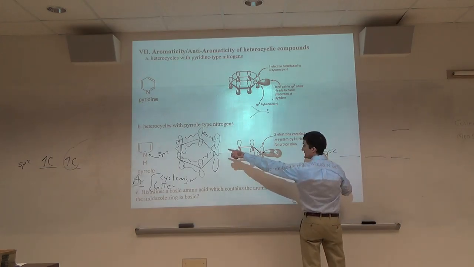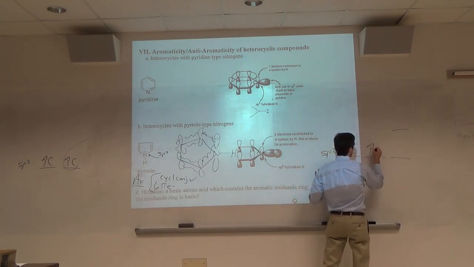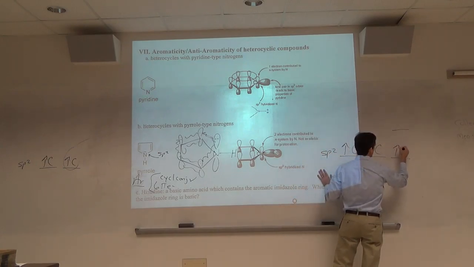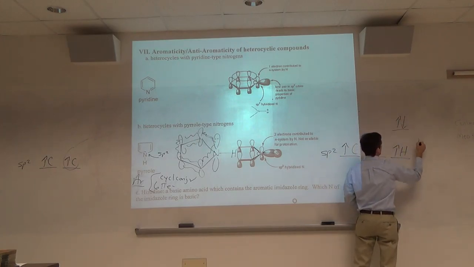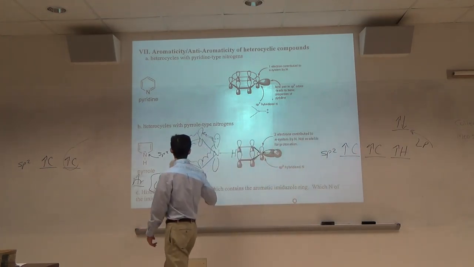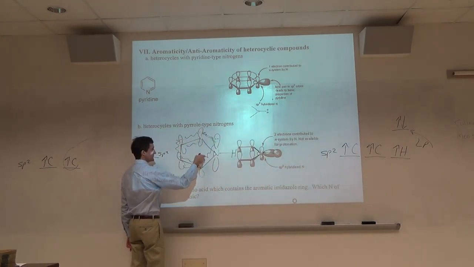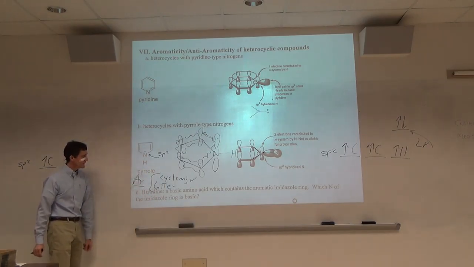What type of bonds do you see this nitrogen making? Sigma bond to carbon, sigma bond to carbon, and what? Sigma bond to H. Where must the lone pair be? The lone pair is in a p orbital. That's two electrons. Two, three, four, five, six. The system has six pi electrons. It's cyclic conjugated. Pyrrole is an aromatic compound.